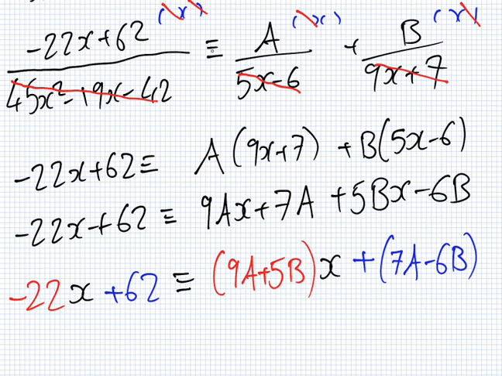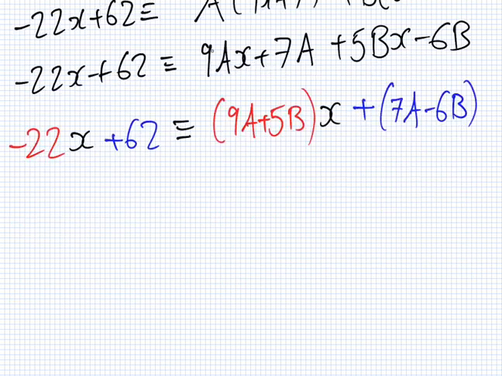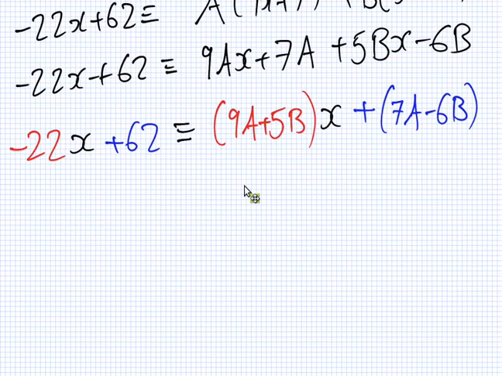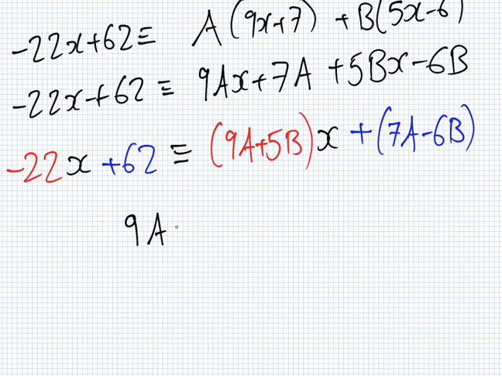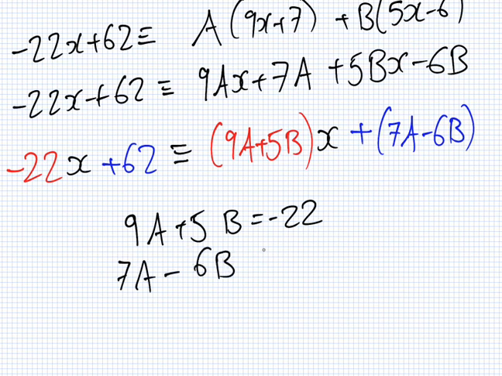Now, I deliberately put the colours in to help you see what's going to happen next. On the left we have a linear equation, and on the right we also have a linear equation. The only way two linear equations can be the same is if all the coefficients are the same on both sides. So on the left we have 22x's, and on the right, therefore, we should have 22x's as well. So in fact, this problem of finding the a and the b can be rewritten as solving this problem: 9a plus 5b equals minus 22, and 7a minus 6b equals 62.